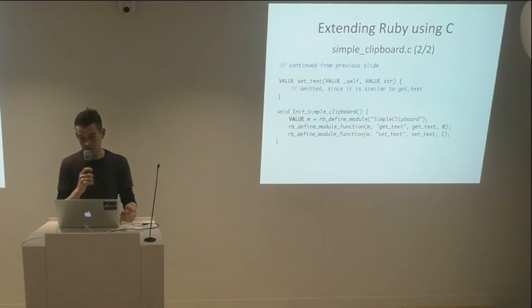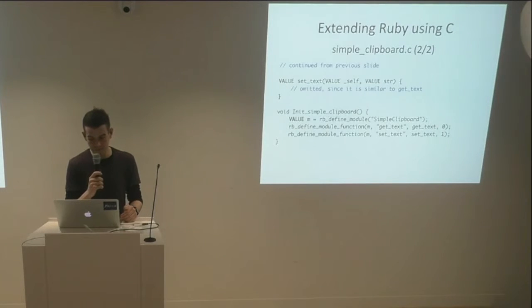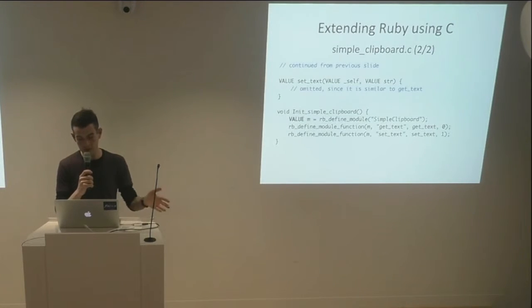Now, I kind of like this one because as a C++ programmer, it makes me feel warm and fuzzy defining modules in C++. And in that first line, that's all we're really doing. We're defining a module called SimpleClipboard, and then we're assigning it to a VALUE m. And then we use a function in Ruby's API called rb_define_module_function. We take that reference, we give the method a name, and then we pass it the name of a C function we want to call, and then finally the number of arguments that it takes.